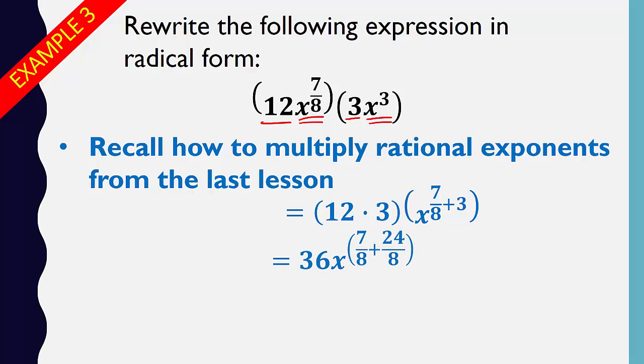So I have 36 times x, and then notice I have converted that 3 because it's 3 over 1. If we need a denominator of 8, we multiply the top and the bottom by 8, which gives us a 24 over 8, which will give us 36x to the 31 over 8, but it needs to be written in radical form. Okay?